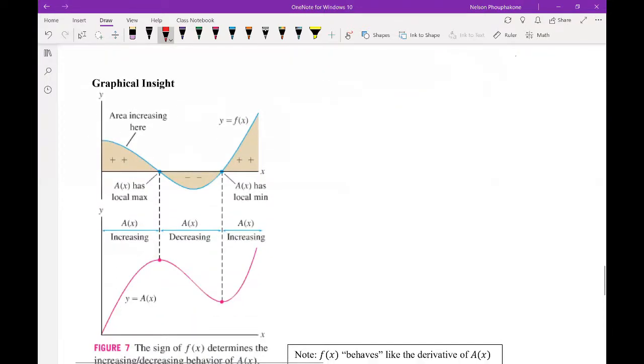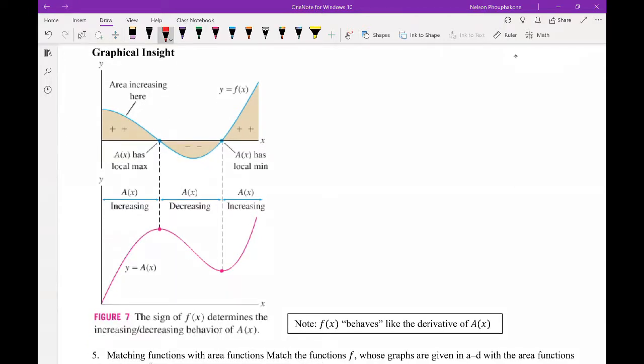Now the last page is kind of like graphical insight. What is going on with the integral? Remember, if the function is above the x-axis, we are talking about positive area, so the area is increasing here. When the function is below the x-axis, we have a negative area. So the area is decreasing and then increasing.